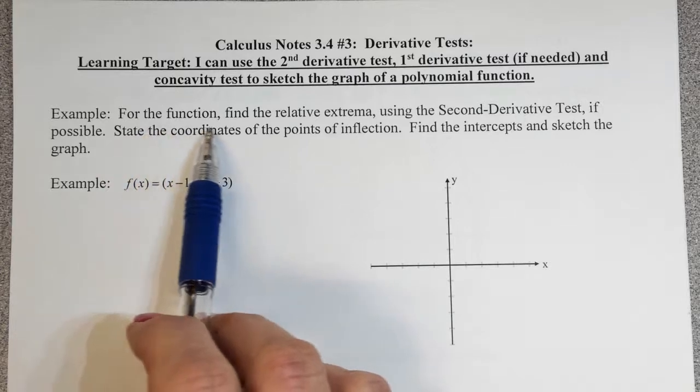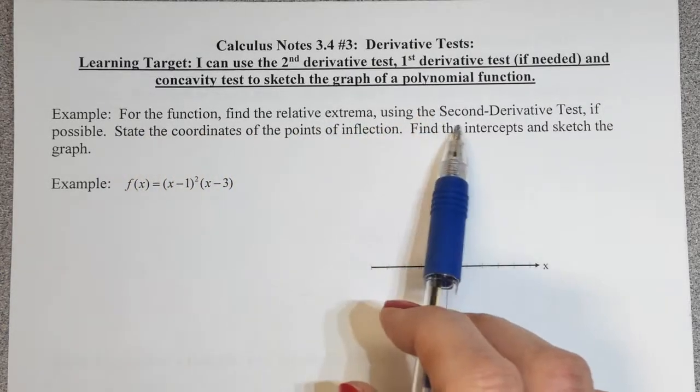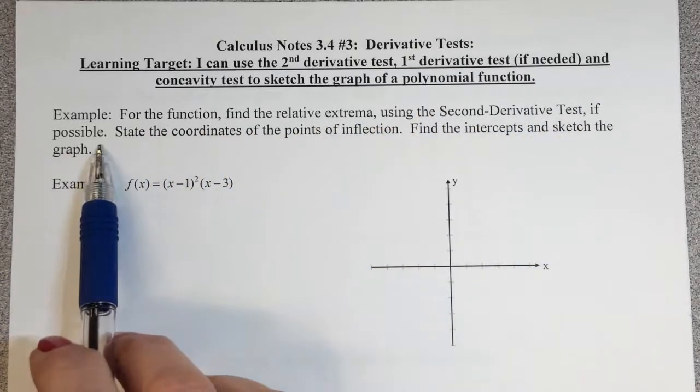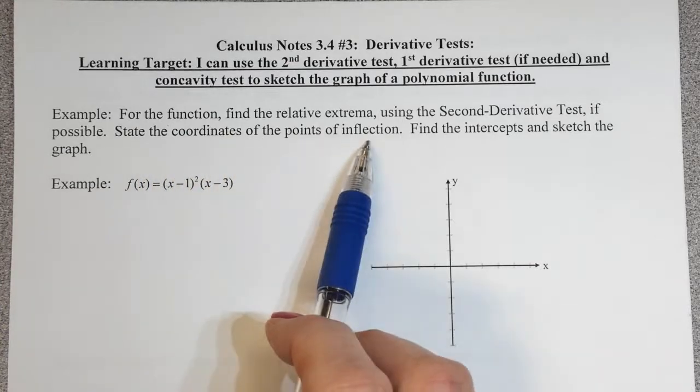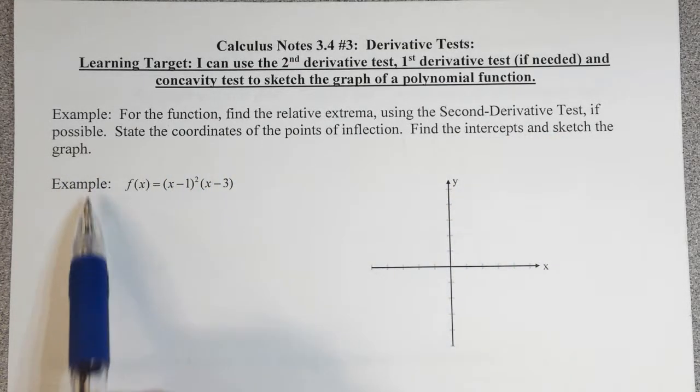So the example, for the function, find the relative extrema using the second derivative test if possible. State the coordinates of the points of inflection, find the intercepts, and sketch the graph.